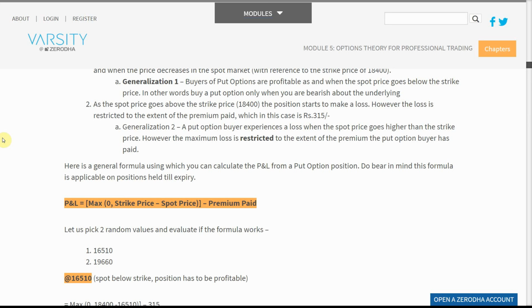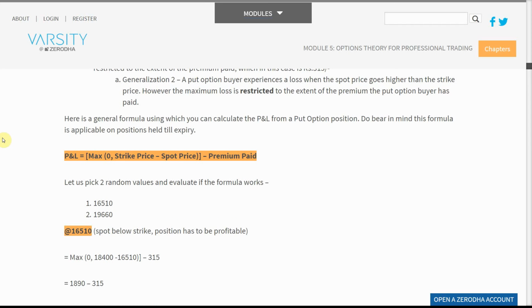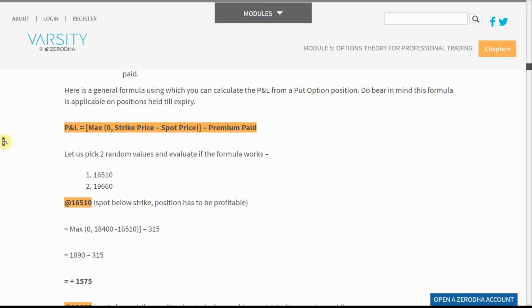To bear in mind, this formula is applicable on positions held till expiry. P&L equals max (0, strike price - spot price) - premium paid. Let us pick two random values and evaluate if the formula works.